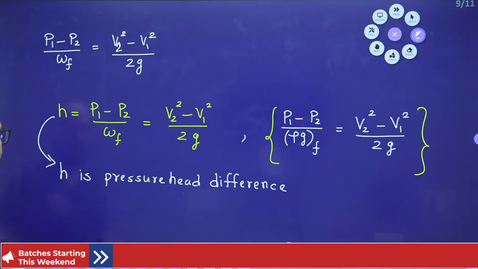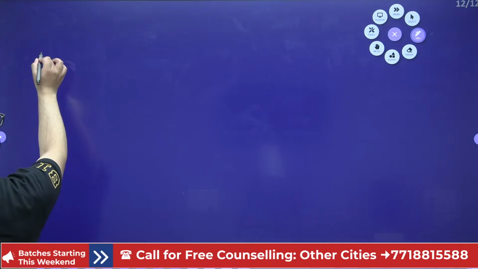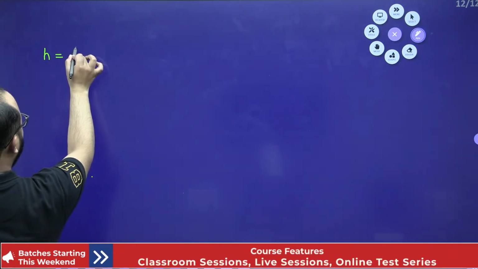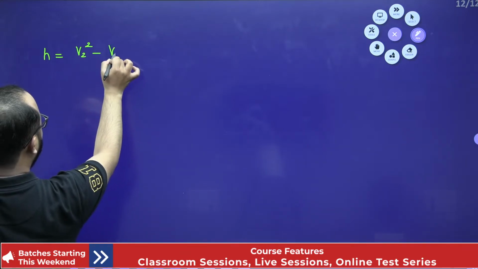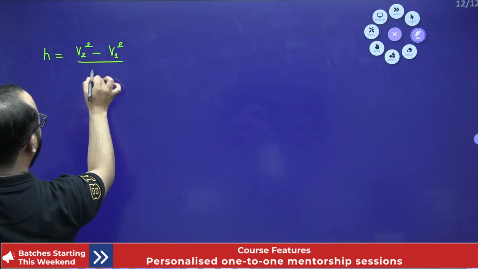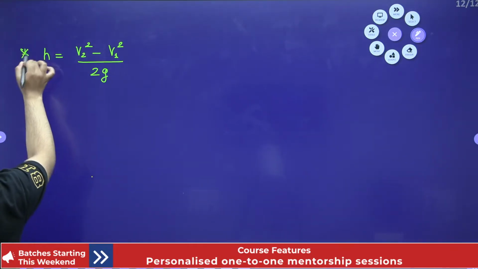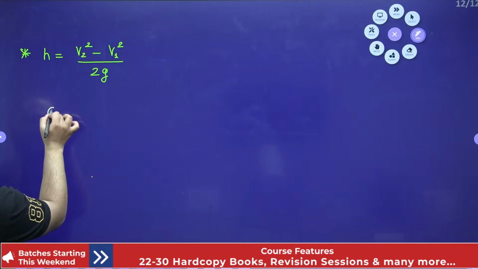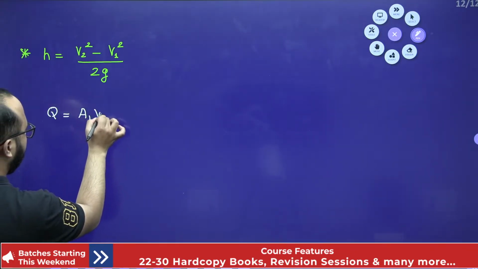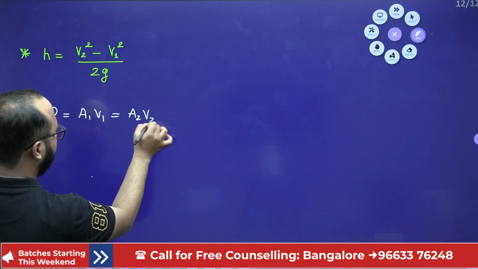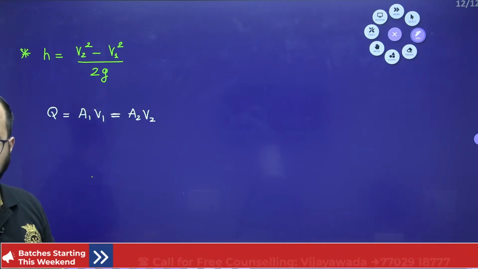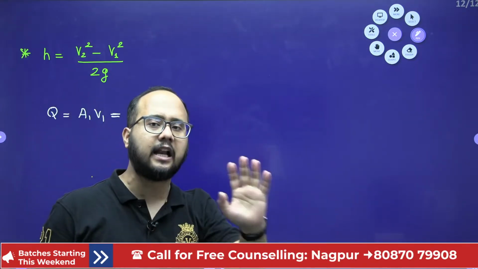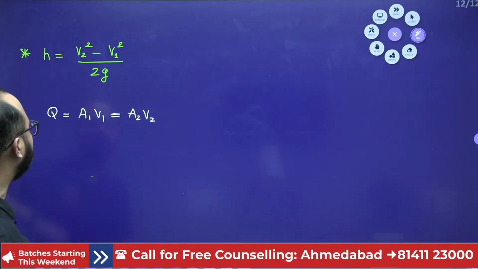How? See. As you all know, we have written H equals V2 square minus V1 square by 2G. This is the formula we wrote earlier. Now, very important point: discharge can be written as area into velocity, so A1 V1, A2 V2. Now I will replace the velocity in terms of discharge, so that my formula is in terms of discharge and I can easily calculate the discharge also. See how I will put the values of V2 and V1 in terms of discharge.